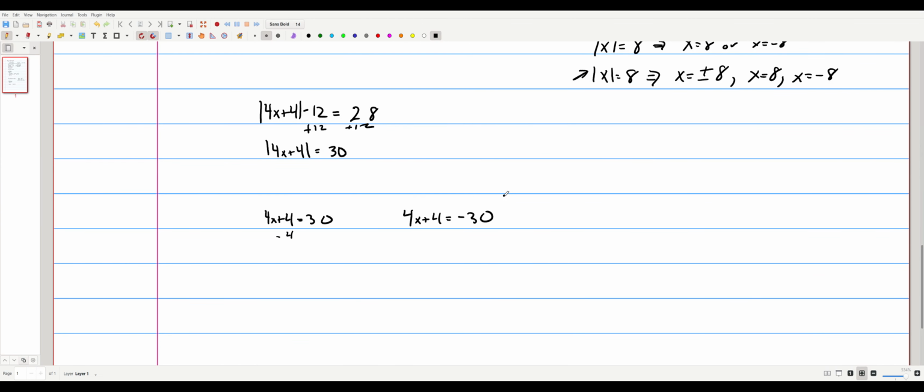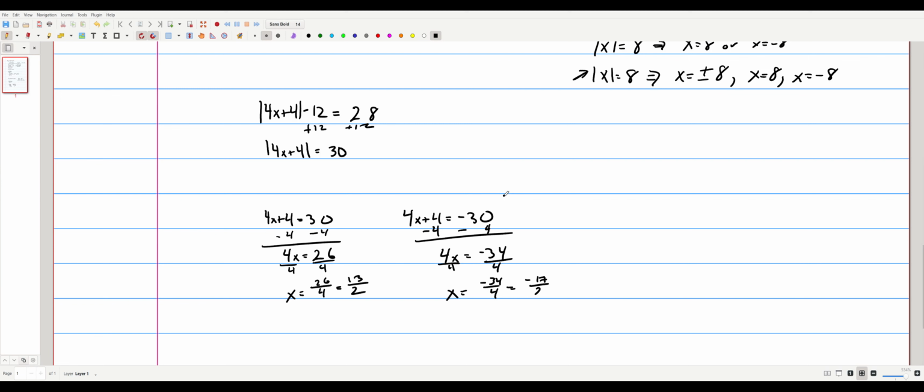We subtract 4 on both sides, and we have 4x is equal to 26. We divide by 4 on both sides, and we have x is equal to 26 over 4, which can be simplified into 13 over 2. Okay? And if we solve this guy, same thing, subtract 4, we have 4x is equal to negative 34. Divide 4 on both sides, and we get x is equal to negative 34 over 4, which is the same as negative 17 over 2.